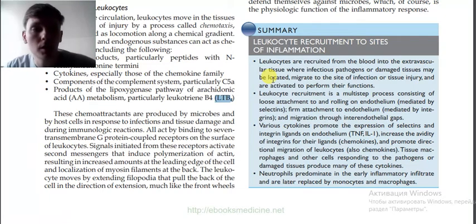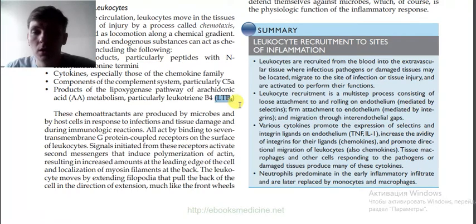Let's talk about the summary of yesterday's lecture and this introduction. Leukocytes are recruited from the blood into the extravascular tissue, where infectious pathogens or damaged tissues may be located, migrate to the site of infection or tissue injury, and are activated to perform their functions. Leukocyte recruitment is a multi-step process consisting of loose attachment and rolling on endothelium mediated by selectins, followed by firm attachment to endothelium, which is done by integrins. So please remember selectins. All types of selectins were discussed in the previous lecture, and also what integrins are and how they are activated.